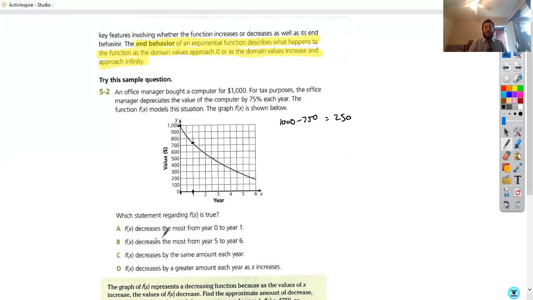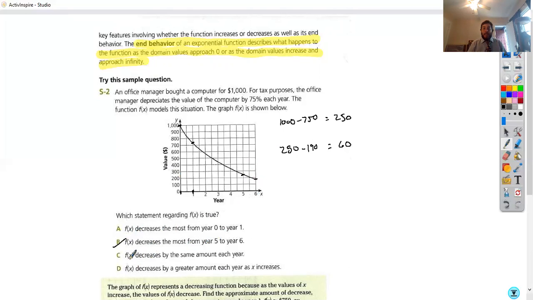B says it decreases the most from year 5 to 6. So if we're looking at year 5 and year 6, that's a decrease. If we look here, that's about $250 down to this one here, which is just under 200. So we could say maybe $190, which would be a difference of only 60. So it definitely didn't decrease the most between years 5 and 6.